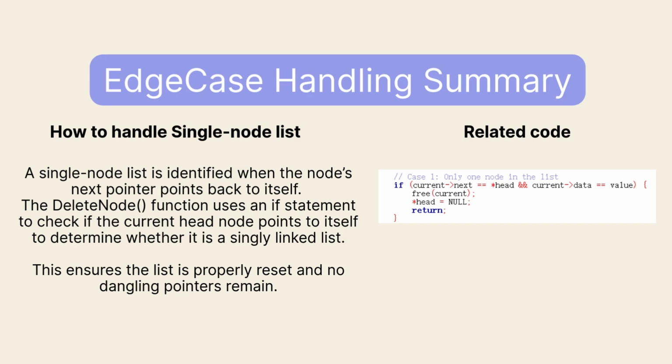And for how to handle a single node list. A single node list is identified when the node's next pointer points back to itself. The delete node function uses an if statement to check if the current head node points to itself, to determine whether it is a single node list. This ensures the list is properly reset and no dangling pointers remain.